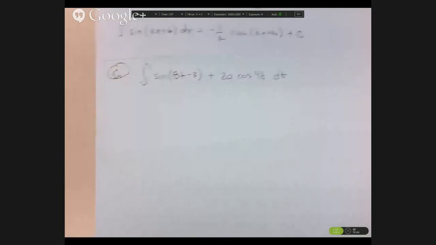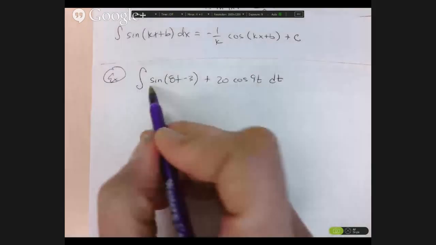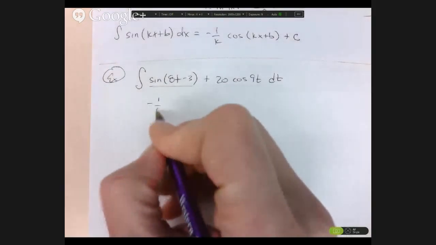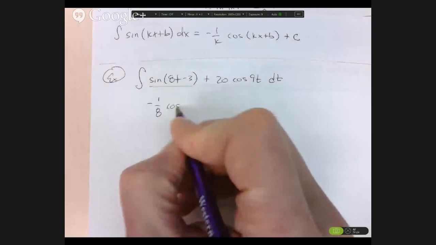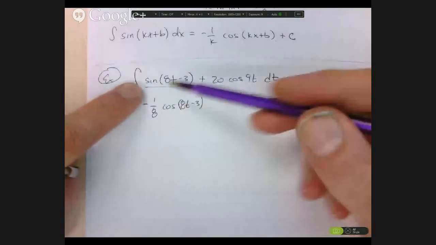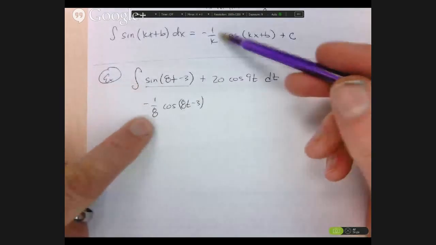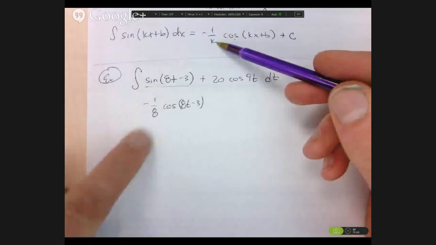Oh, yeah, go ahead and give it a shot if you want. Negative 1/8. So the integral of sine is negative cosine, and you have the 1 over k. K is 8.